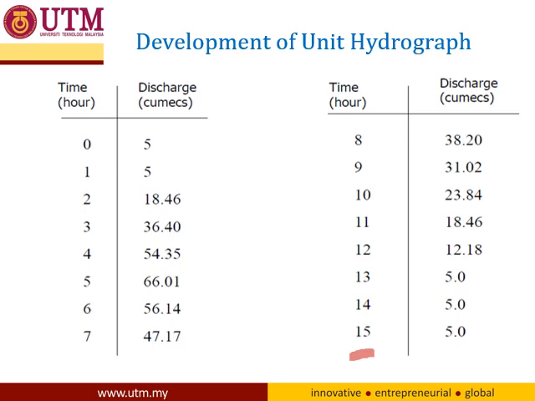Okay, and the other information given is that it has an interval of 1 hour. See, for each 1 hour it has the discharge data. Another 1 hour, another data, and so on. So this discharge hydrograph is developed from a 2-hour storm. That is why we want to derive a 2-hour unit hydrograph. So remember, we want to derive a 2-hour unit hydrograph because it's from a 2-hour storm.